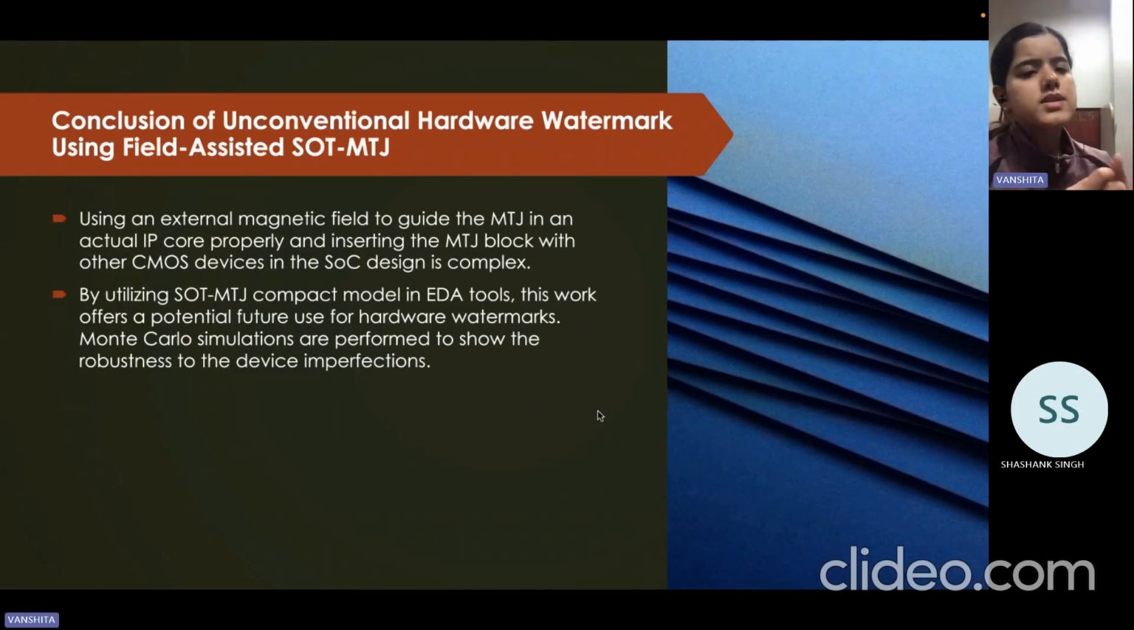So concluding, this technique uses an external magnetic field to guide the MTJ in an actual IP core properly and inserting the MTJ block with other CMOS devices in the SoC design. This is complex. By utilizing this compact model in EDA tools, this work offers a potential future use for hardware watermarks. Monte Carlo simulations are performed to show the robustness to the device imperfections.